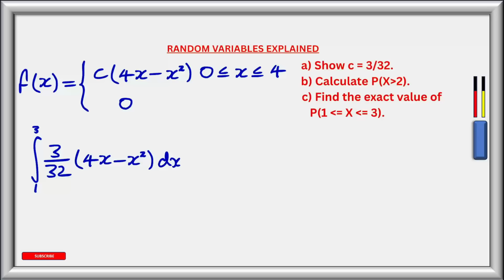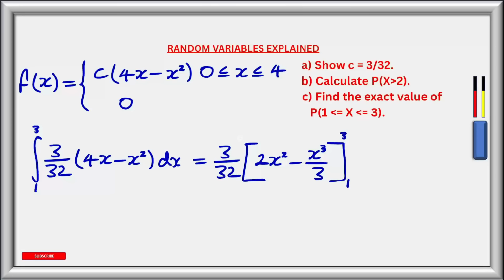And for part C, we need to find the exact value of the probability where x is between 1 and 3. So for this one, our limits of integration are 1 and 3, and we need to integrate 3 over 32 into the bracket of 4x minus x squared dx. And I've substituted 3 over 32 for c in the probability density function. And integrating this, we have 3 over 32 into the bracket of 2x squared minus x cubed divided by 3. And we need to evaluate this between x equals 1 and x equals 3.